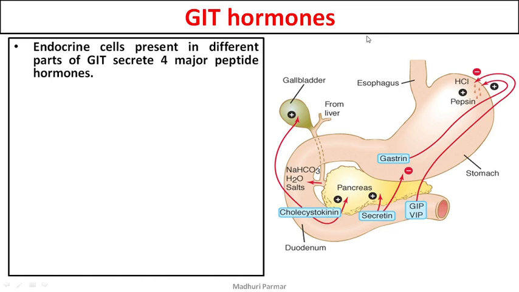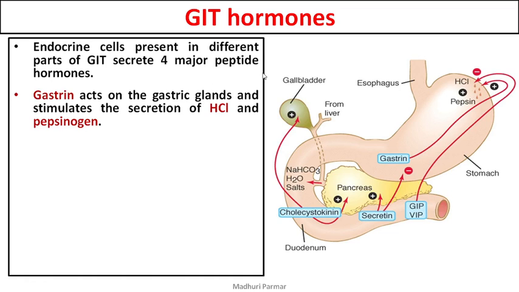The last part is GIT hormones. GIT is gastrointestinal tract hormones. These hormones are released by your gastrointestinal tract, and they also act on the gastrointestinal tract. So there are four major peptide hormones. This was important to mention so that you know that they are actually made up of peptides, amino acids.